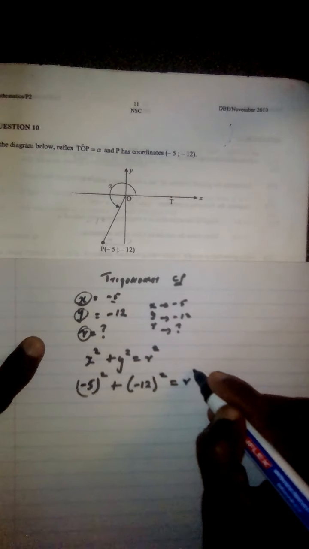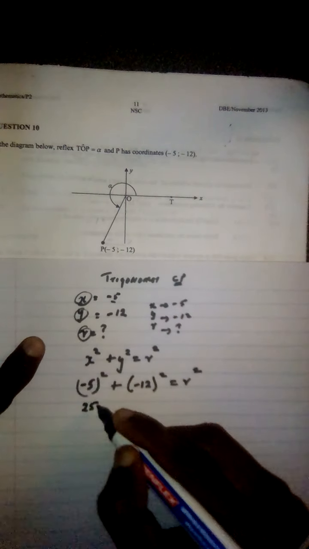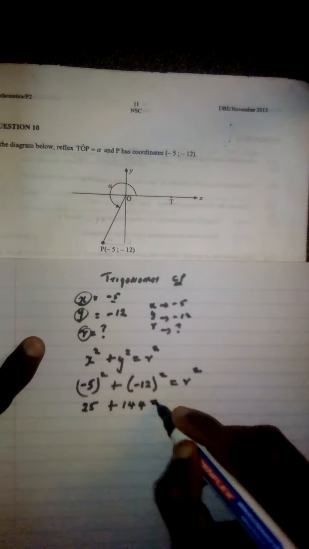We know that x squared plus y squared equals r squared. What is the value of x? We said it's -5. So (-5) squared plus what is the value of y? We said it's -12. Remember, we took them from the Cartesian plane. (-12) squared equals r squared. Now, (-5) squared is 25, plus 144.